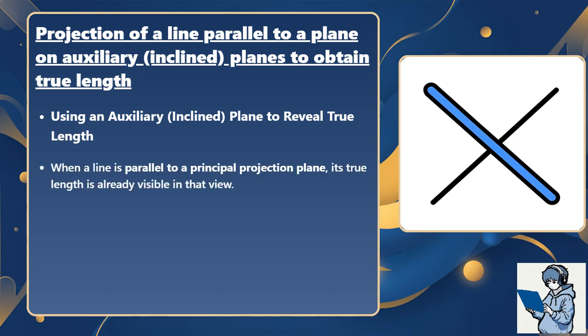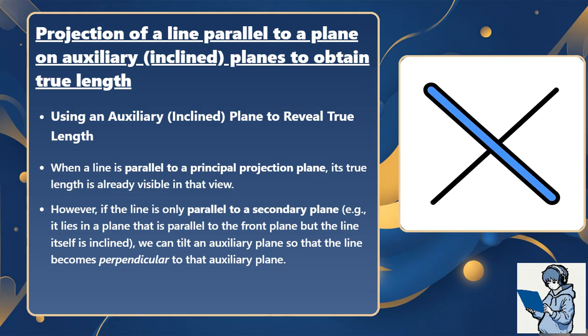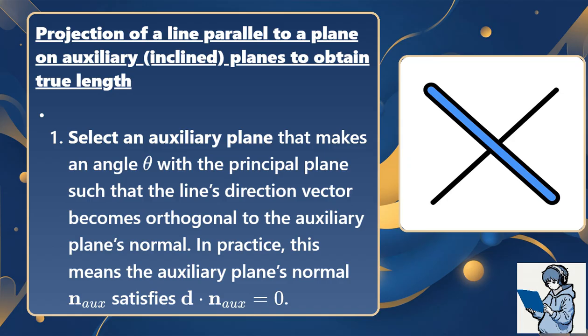Using an auxiliary inclined plane to reveal true length. When a line is parallel to a principal projection plane, its true length is already visible in that view. However, if the line is only parallel to a secondary plane, for example, it lies in a plane that is parallel to the front plane, but the line itself is inclined, we can tilt an auxiliary plane so that the line becomes perpendicular to that auxiliary plane. The steps are: select an auxiliary plane that makes an angle theta with the principal plane, such that the line's direction vector becomes orthogonal to the auxiliary plane's normal.